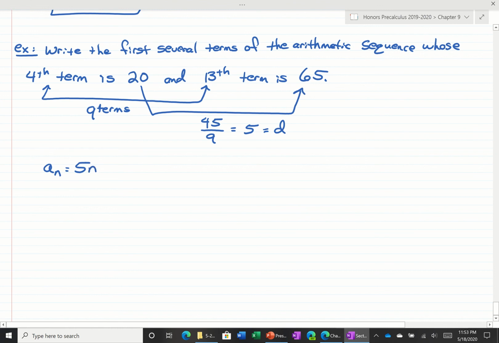And let's see. It looks like if we know that, the fourth term would be 5 times 4, which is 20. The 13th term would be 5 times 13, which is 65. So it looks like we already figured that out. What we did is we found out what is the difference between these two numbers, and then how many opportunities do we have to make up that difference. This is the difference, and this is the number of terms.